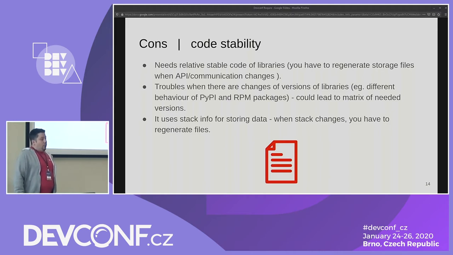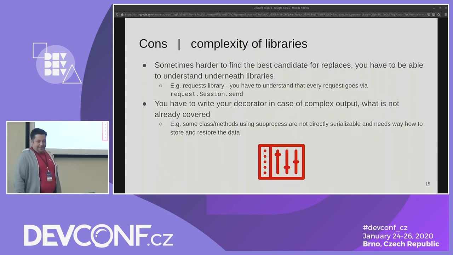And also when you are, for example, refactoring your code, it may also lead to having to regenerate these files, because when one function calls another one, this stack information is stored in these storing files, and when you change it vice versa, it is unable to match the data stored in this file. But when your code is stable, then you don't have these troubles. So yeah, there is also this point.